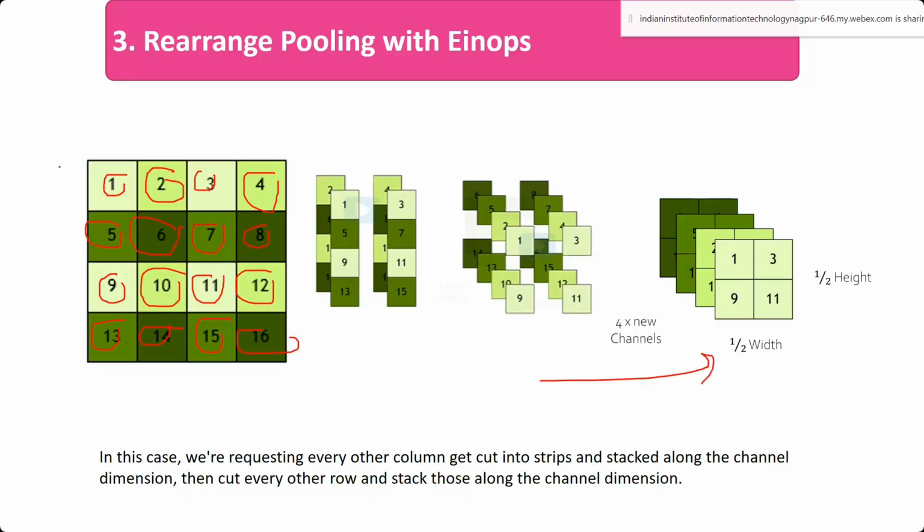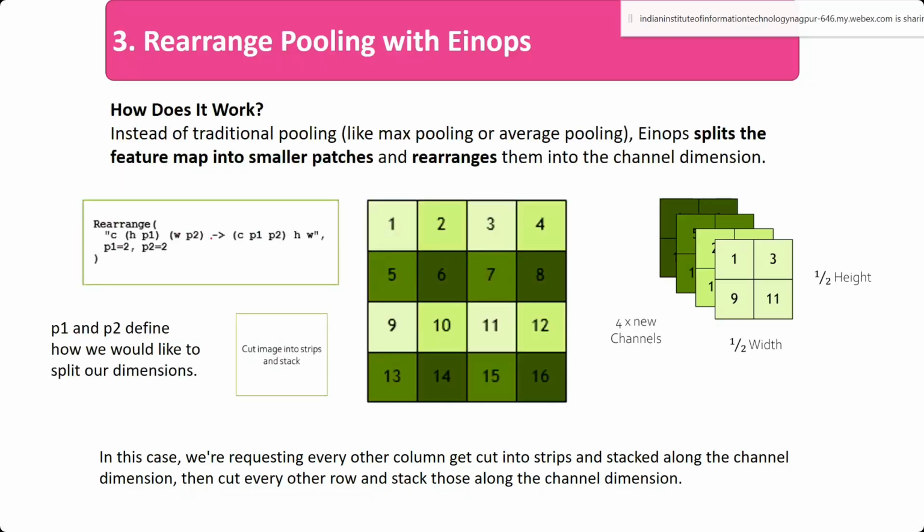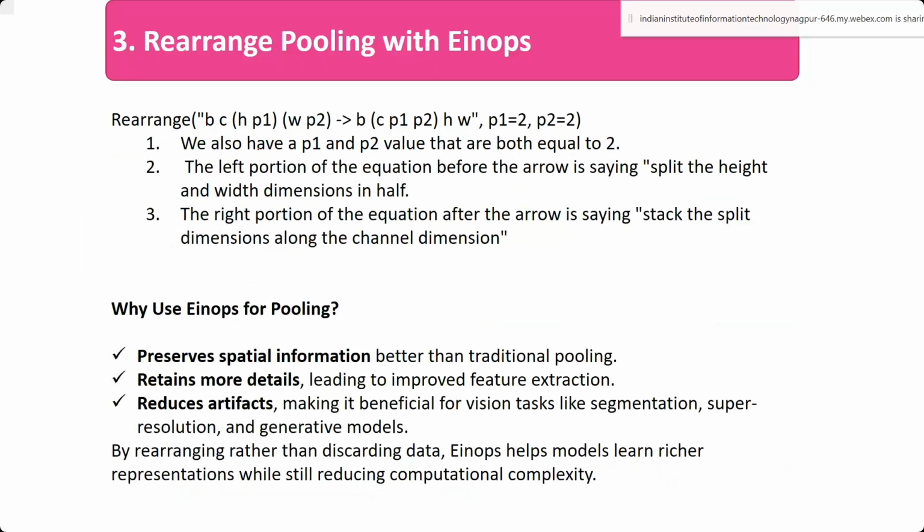Those are stacked one after another. So this is how rearrange pooling is performed. Now the next part is how it can be implemented. It is saying that divide the height by cutting the height, then cut the width, and then put it channel wise, C P1 P2. So this is how this rearrange pooling will work.